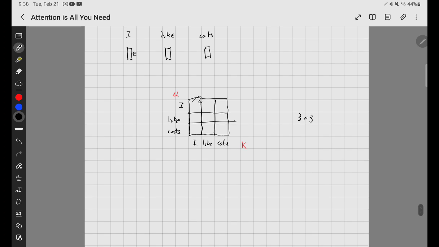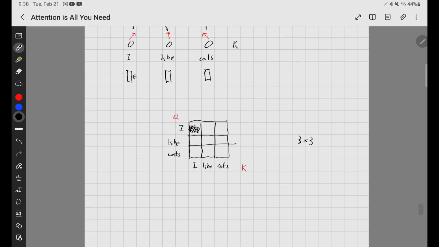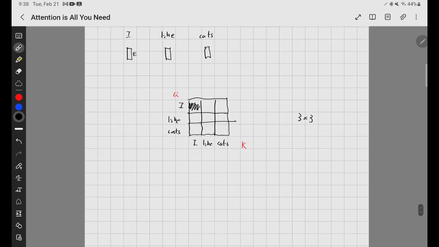So let's say that you want to find information. So the word I wants to find information. I guess the word I wouldn't really need to find much information. So let's just say it'll have a very high similarity with itself, but no similarity between like or cats. And the word like, who's liking, what am I liking? It'll probably have a high similarity between everything. And then the word cat will probably just have a high similarity between itself.